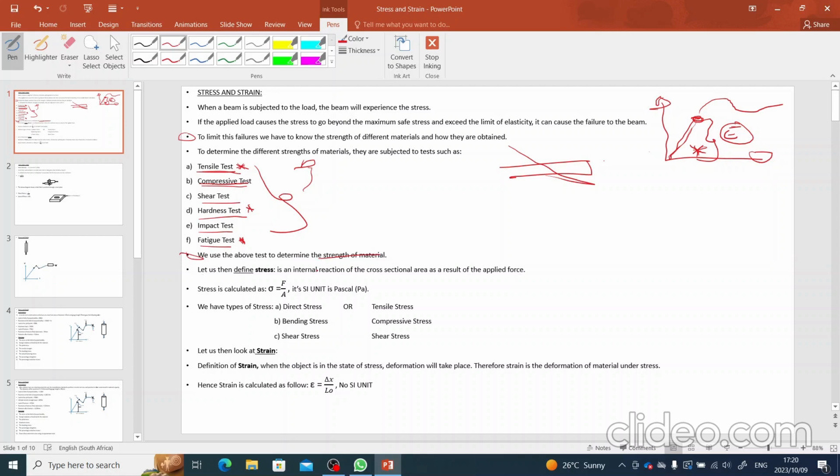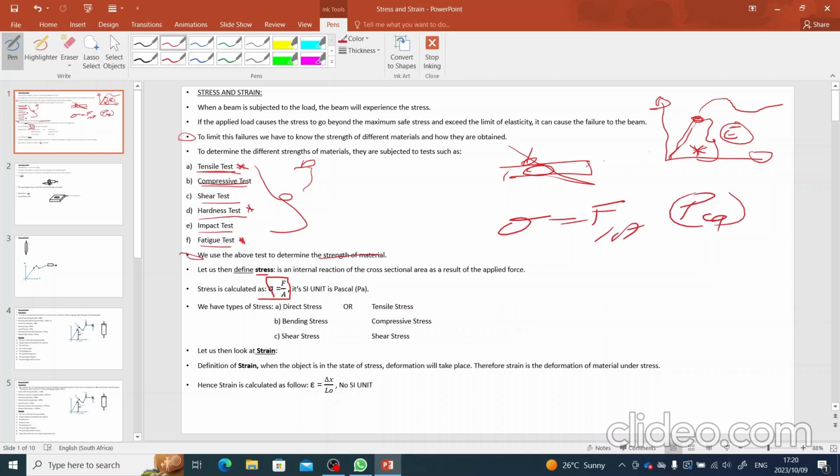Now, let us then define stress. Stress is an internal reaction of the cross-sectional area as a result of the applied force. When the force has been applied on this material, the cross-sectional area will counteract the applied force. That's what we call stress. Now, how do we calculate stress? This is the formula that we will be using. Our stress is force over area. The SI unit is Pascal.